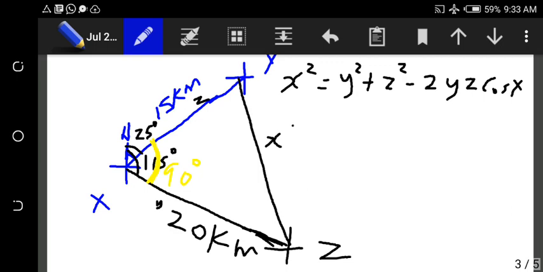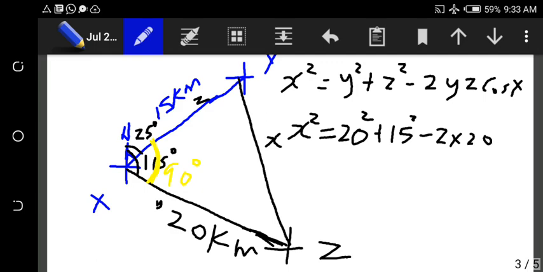X squared, we don't know what it is, so we'll still have x squared is equal to y squared. Y is 20 kilometers, so we have 20 squared, plus our z squared. Z is 15 kilometers, so that's 15 squared, minus 2 times y, which is 20, times z, which is 15, cos 90. All right, so we continue.